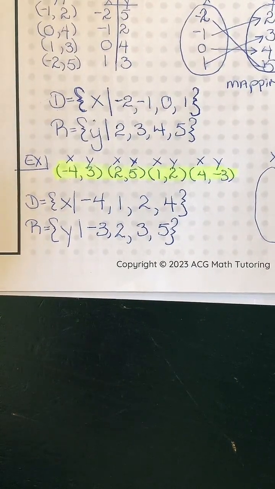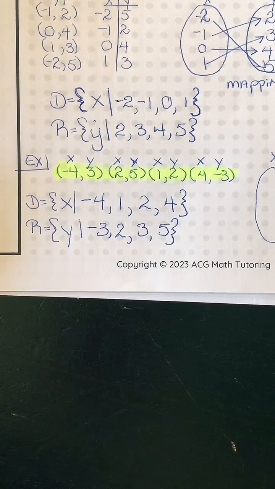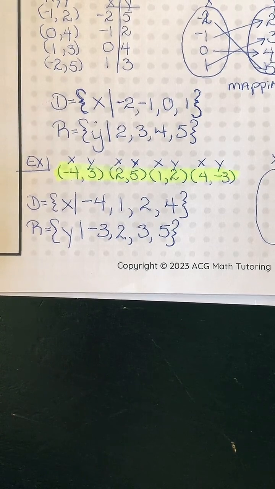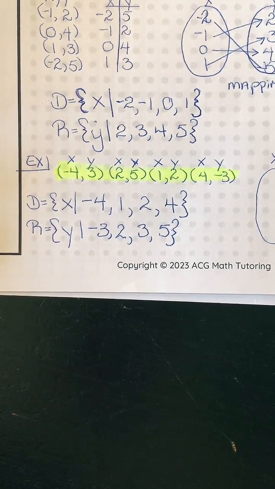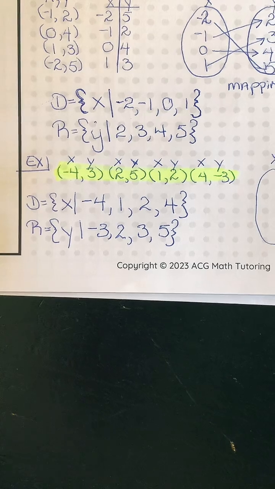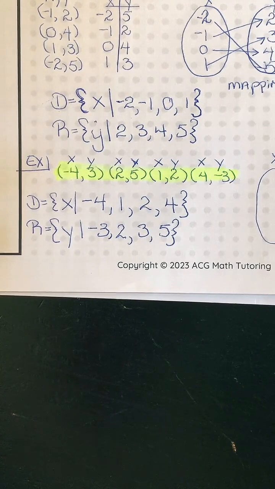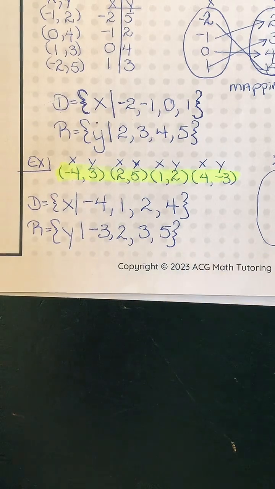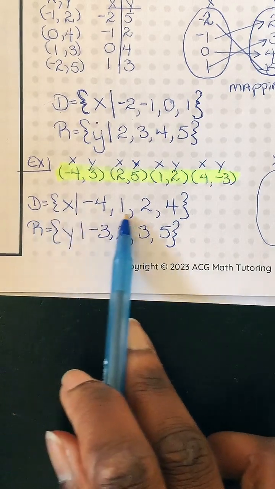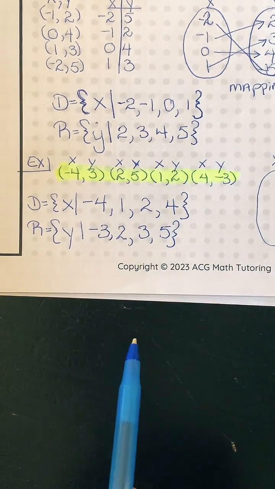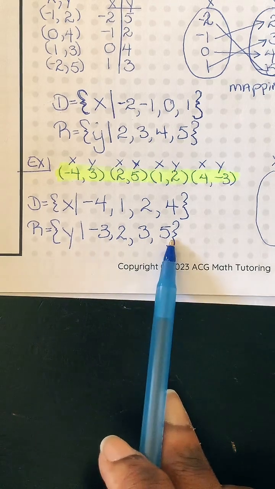Okay, when listed, should they be listed in numerical order or in the order that the points are listed? I would say numerical order, because most books have it in numerical order, as long as you have those values. So your domain is the list of your X's. The range is the list of your Y's.